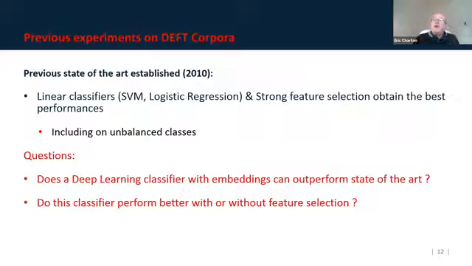The previous state of the art was established in 2010. So it was classical linear classifiers, SVM, logistic regression.